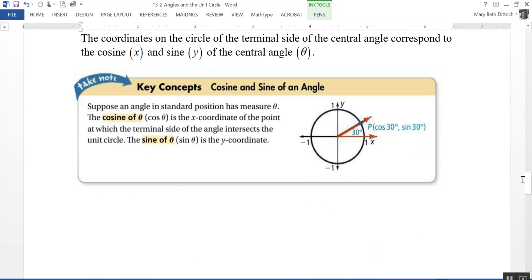Here's a diagram from your textbook that shows a 30-degree angle. So what they're basically doing is creating a triangle by dropping that line there, and then looking at the positive x-axis. This is my 30-degree angle, and if you recall, if this is a unit circle, this is going to be the opposite over the hypotenuse and the adjacent over the hypotenuse.